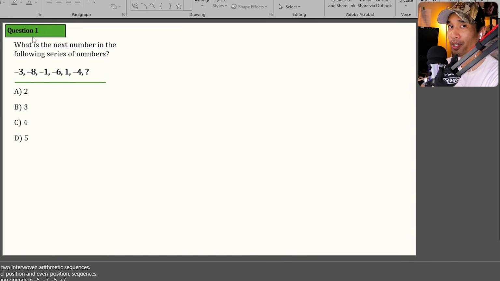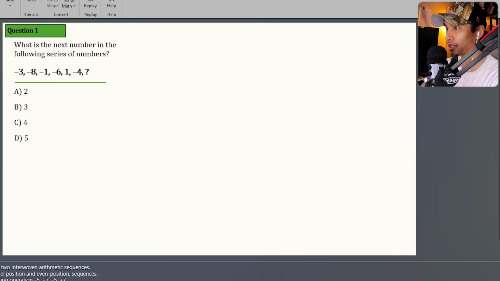So, question 1. What is the next number in the following series of numbers? For this question, what I would do is write everything down first and try to find the relationship among all the numbers. I want to find out what's going on from this number to this number, and so on and so forth.